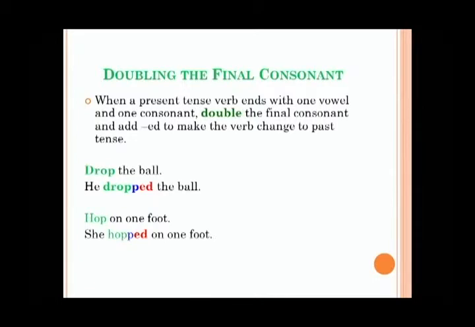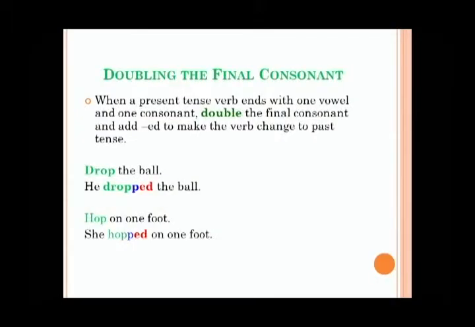So the second sentence, he dropped the ball, we'll notice that the word dropped is spelled D-R-O-P-P-E-D. I know that you are understanding quite well. So let's look at the next example. Hop on one foot. She hopped on one foot.